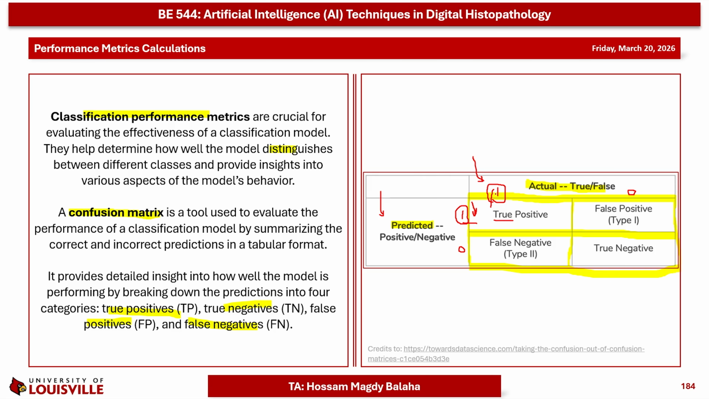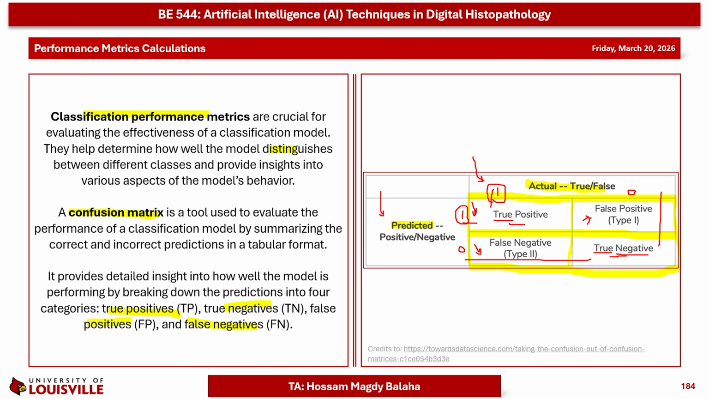So 1 here means positive, so we say here true positive. Again, true positive means that the prediction matches the actual and both of them are positive. Also here, it's an intersection between 0 here and 0 here. So there is a match between the actual labels and the predictions. So it's true. And because it's 0 or negative, we are calling it here negative. So it's true negative.